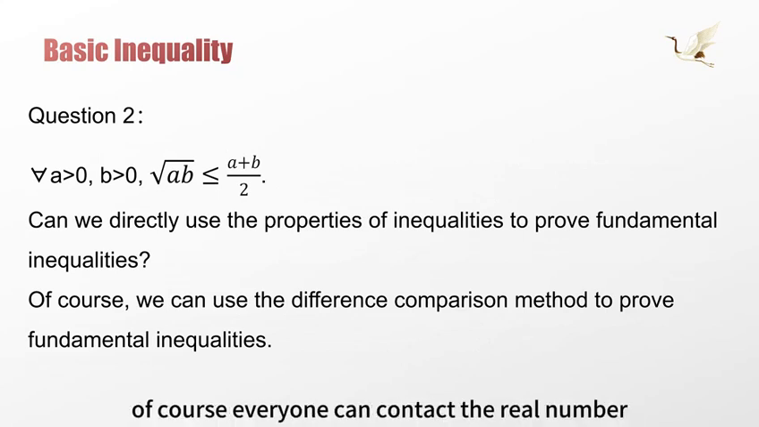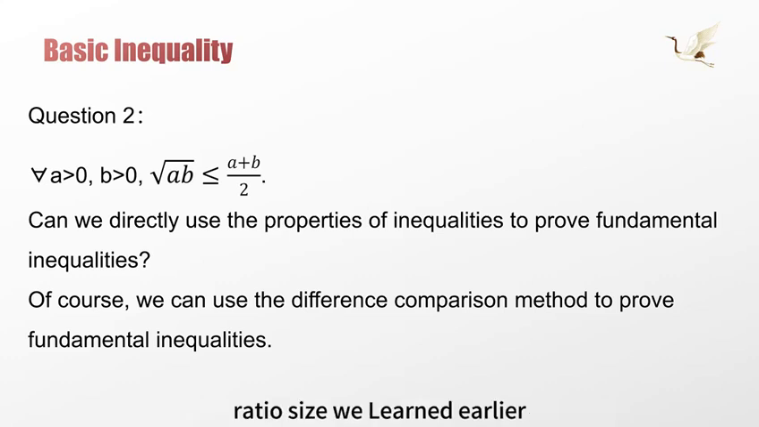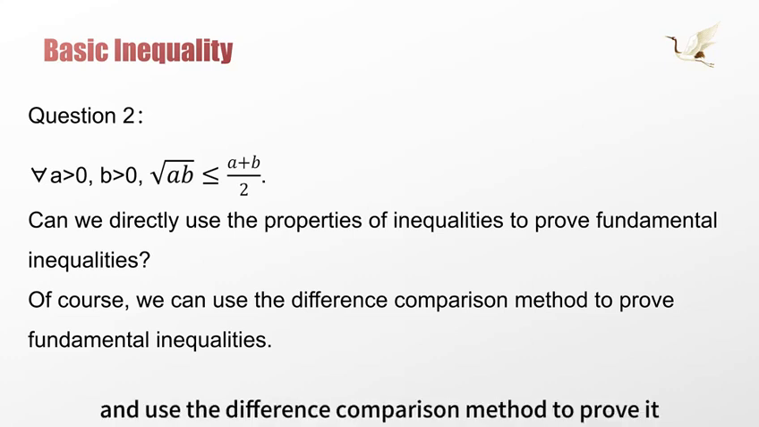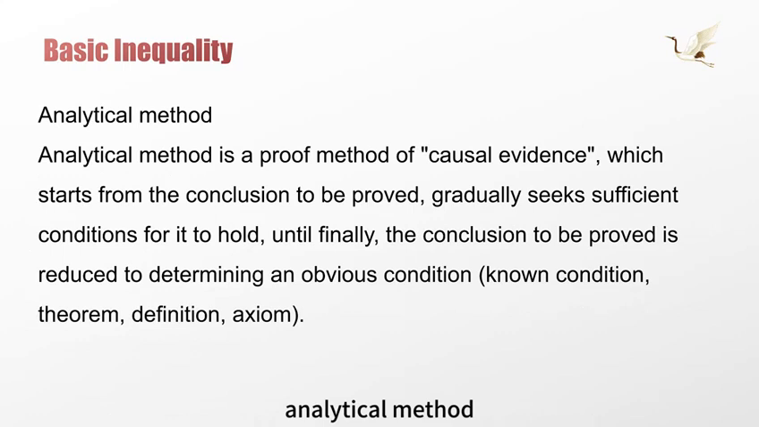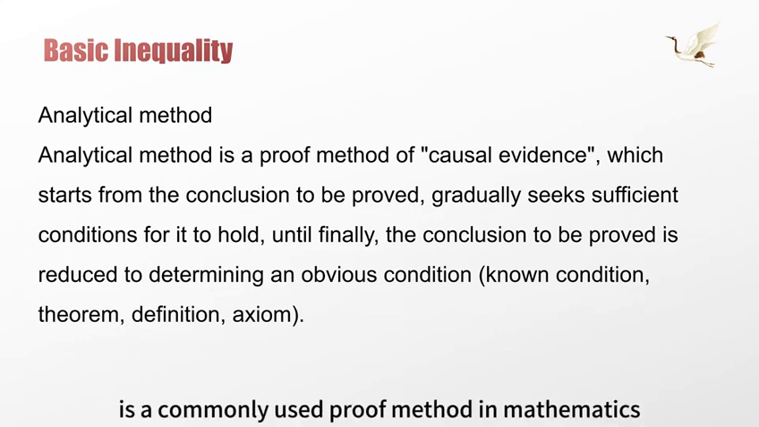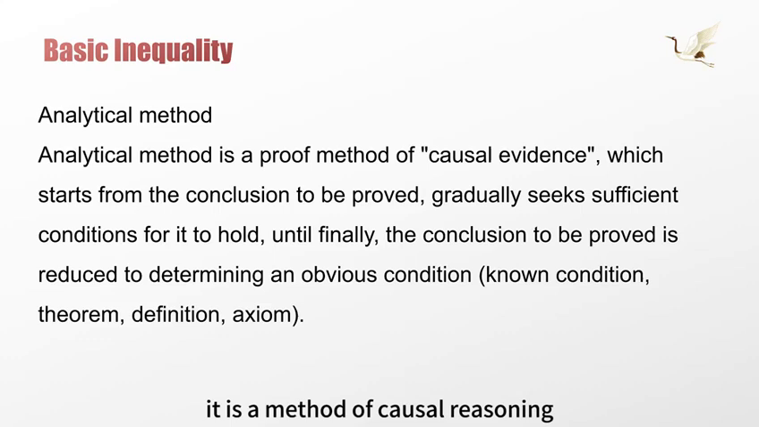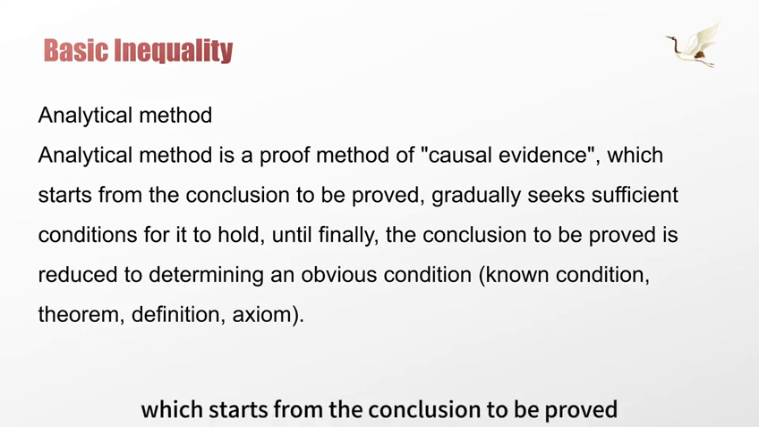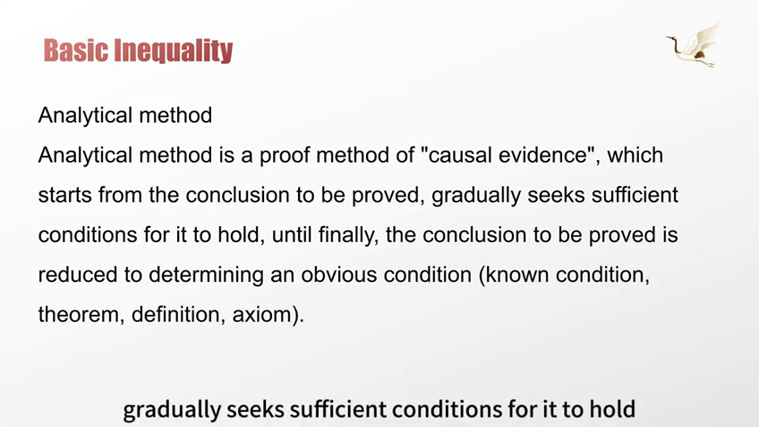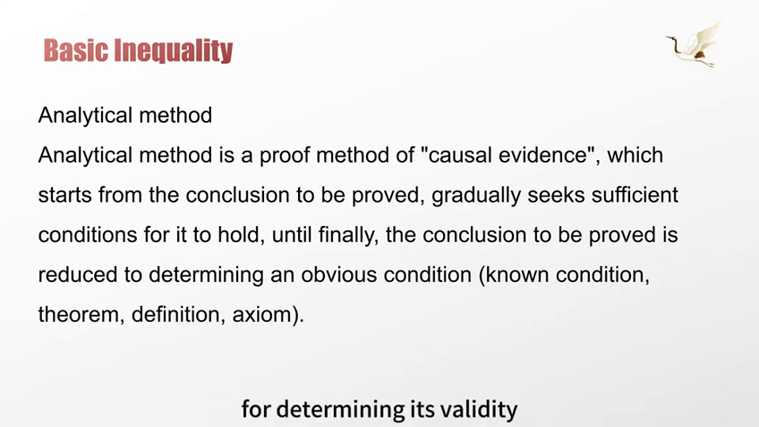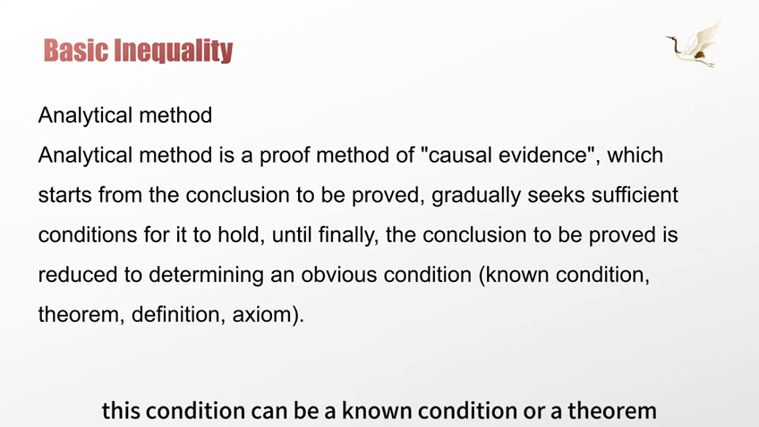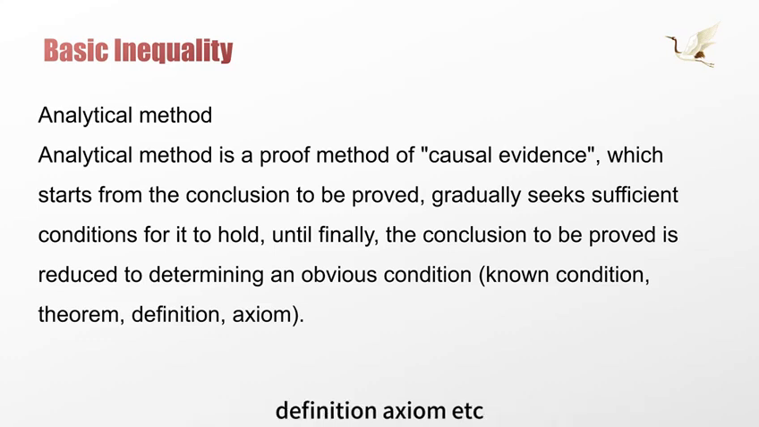Okay, can you use the properties of the inequalities we learned earlier to prove the fundamental inequality? Here, of course, everyone can connect it to the real number size comparison we learned earlier and use the difference comparison method to prove it. So today, I'm going to introduce a new method called the analytical method. The analytical method is a commonly used proof method in mathematics. It is a method of causal reasoning, which starts from the conclusion to be proved, gradually seeks sufficient conditions for it to hold, and finally reduces the conclusion to a clear condition for determining its validity. This condition can be a known condition or a theorem, definition, axiom, etc., that we have learned before.